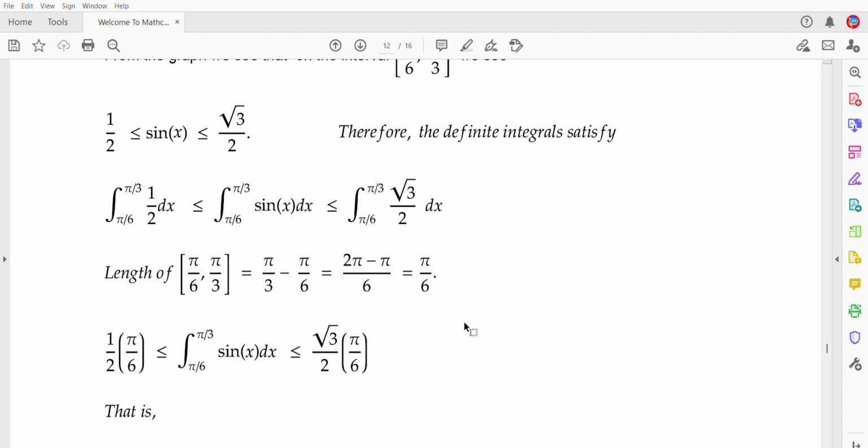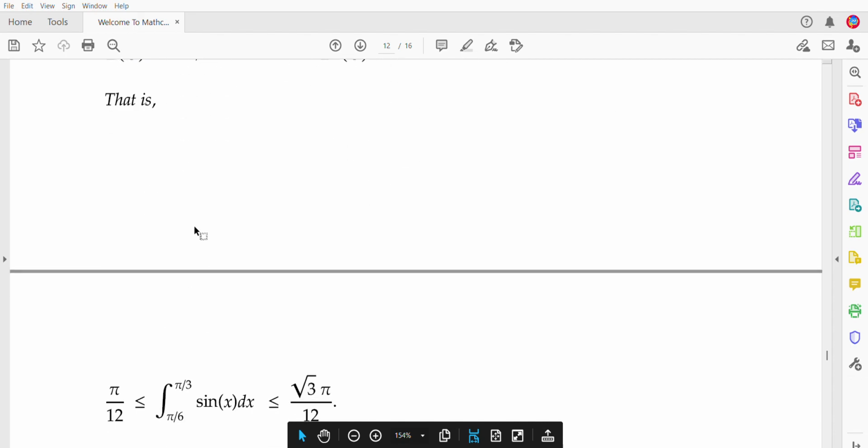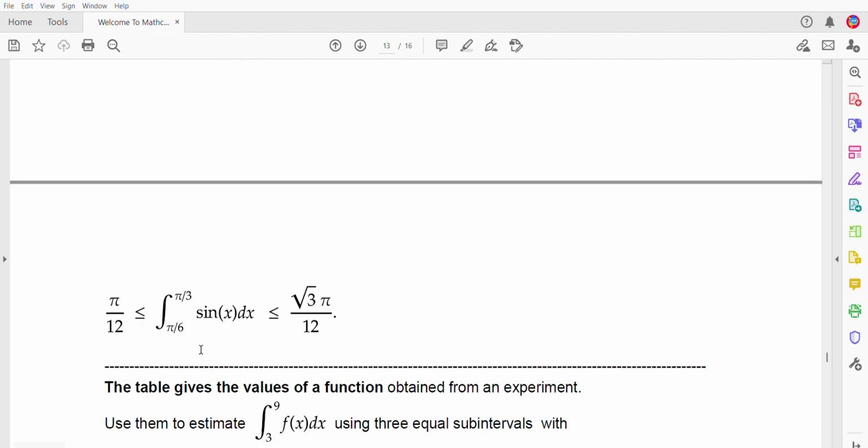Therefore, this definite integral is height times width for the left-most one, whereas the right-most definite integral is height times width. In other words, pi over 12 is less than or equal to the definite integral of sine, which is less than or equal to root 3 pi over 12, which proves the result.